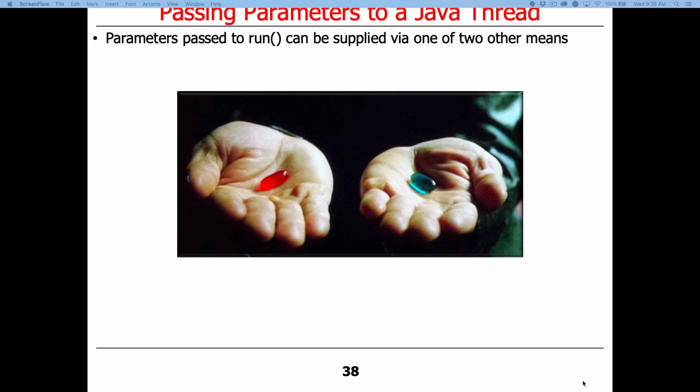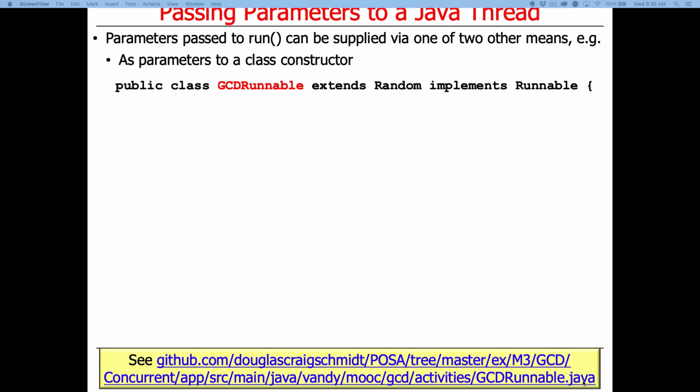Whenever you're creating something, you can create an object that has constructors that can be used to pass the parameters to the object, and then that object can be used to start the thread. And so when the thread starts to run, it'll have its parameters there immediately. So let's take a look at an example. One way to do this is to have parameters passed to a class constructor.